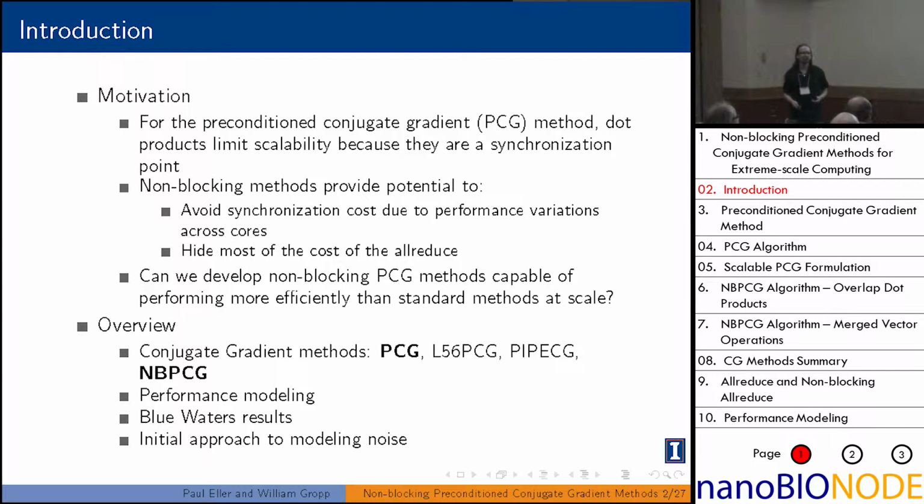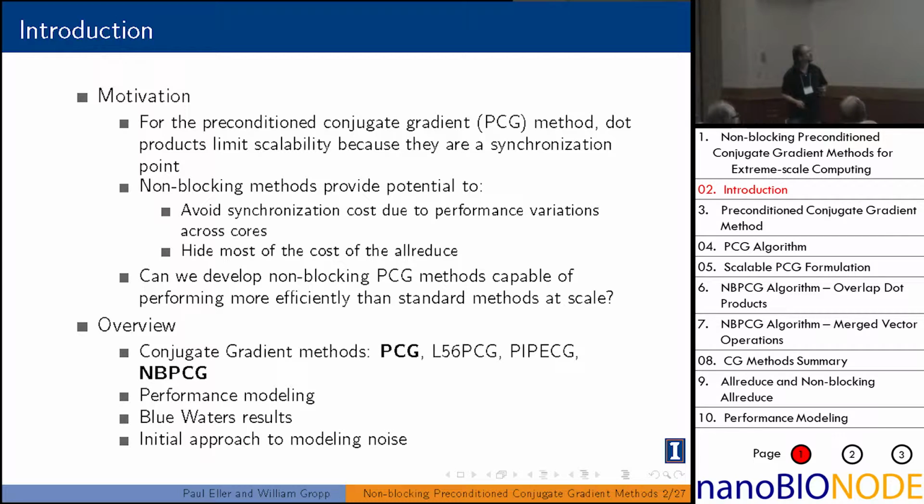In practice, we're probably not going to be that fortunate. We're probably going to need to develop methods that perform better, or that better deal with the issues that we run into at scale. So in particular for preconditioned conjugate gradient method, the dot products limit scalability because they're a synchronization point.